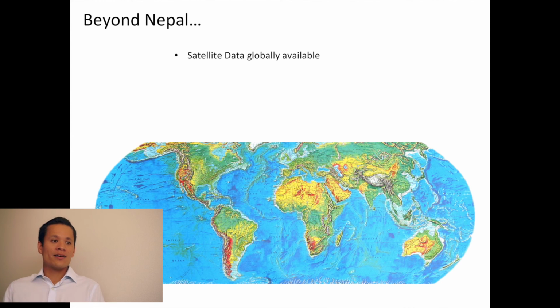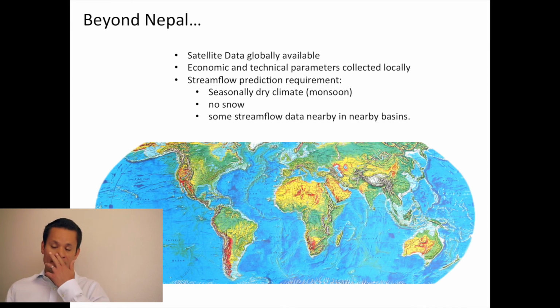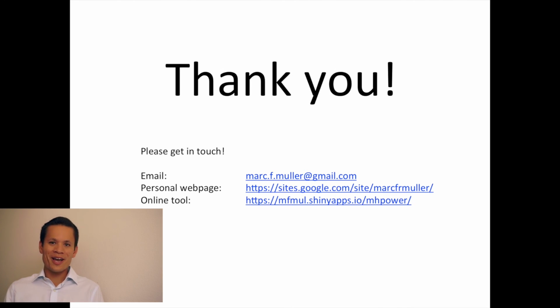Now beyond Nepal, well, the tool uses satellite data that are globally available, so that's a good thing. And the economic and technical parameters, local parameters, can be collected locally thanks to cell phones. But the limiting factor is probably the hydrology. So the stream flow models have been designed for the specific hydrology of Nepal. So it's a seasonally dry climate, so monsoons, no snow, and there needs to be some data on stream flows in nearby basins. So any place that has monsoon and that doesn't have snow and that has some gauges could also work as well.